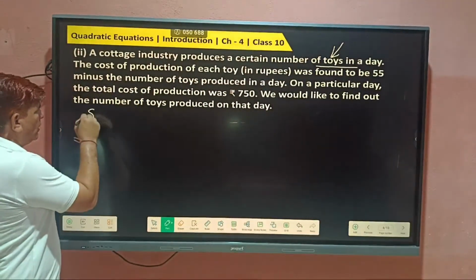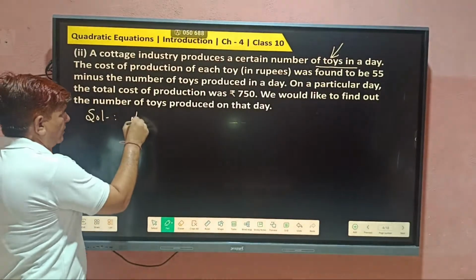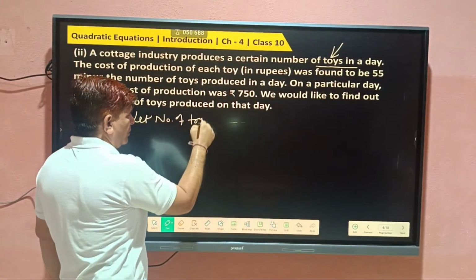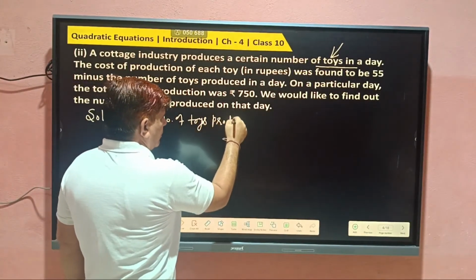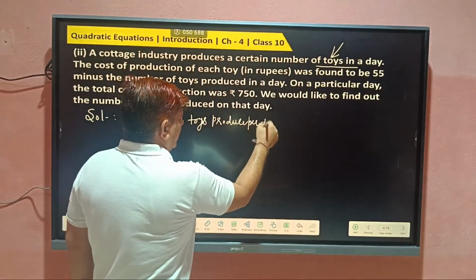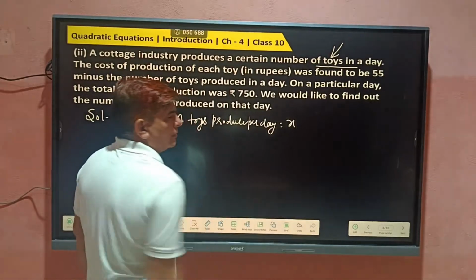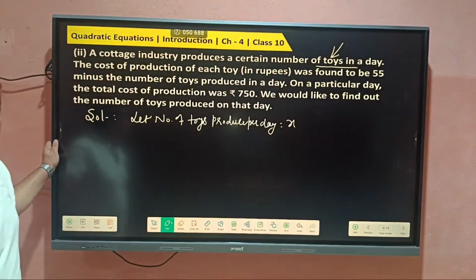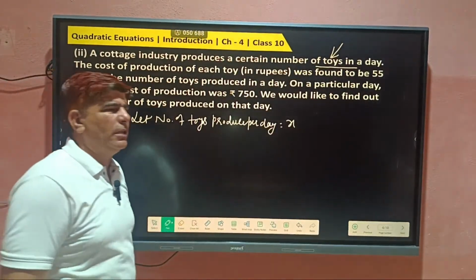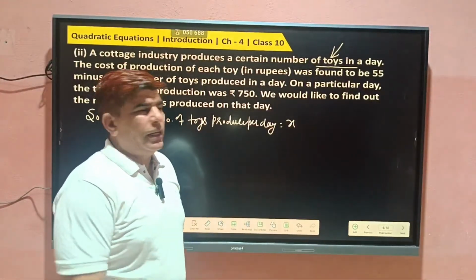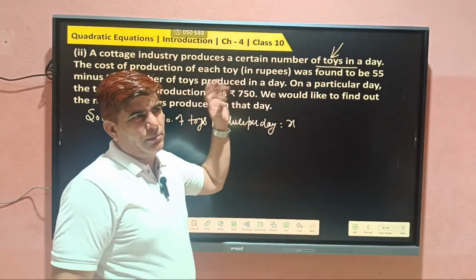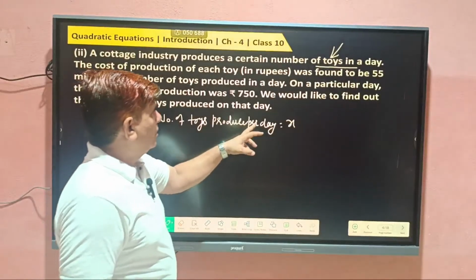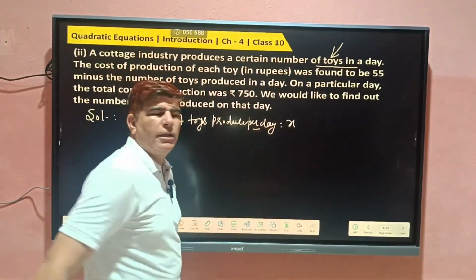How can we write? You can write like this. Let the number of toys produced per day be, what can you say? X. Yes or no? You can say X, Y, Z. It depends on you. Usually, if talking about one variable, then take X. Two variables, then X and Y. It's not compulsory to take X, but you have to assume what it may be. Let the number of toys produced per day. I have written per day.